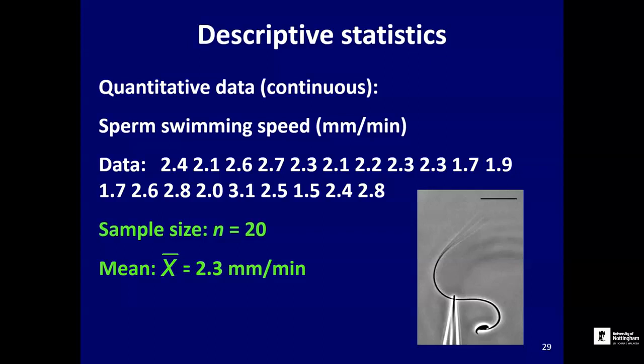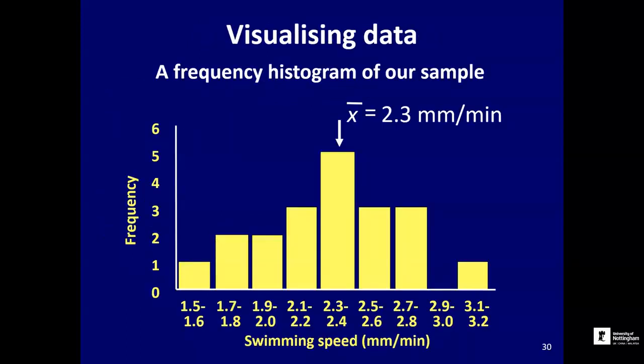So we can do the same kinds of things as we did with the previous data set. We can calculate the mean swimming speed, which in this case is 2.3 millimetres per minute, and we can visualise this in a frequency histogram.